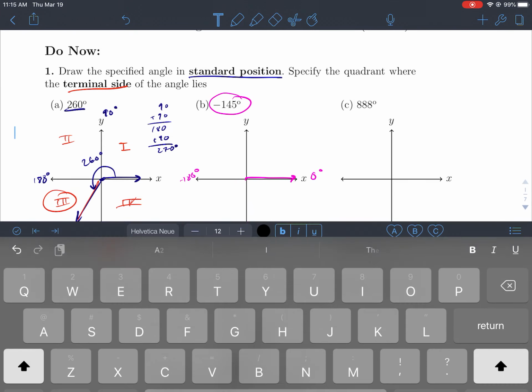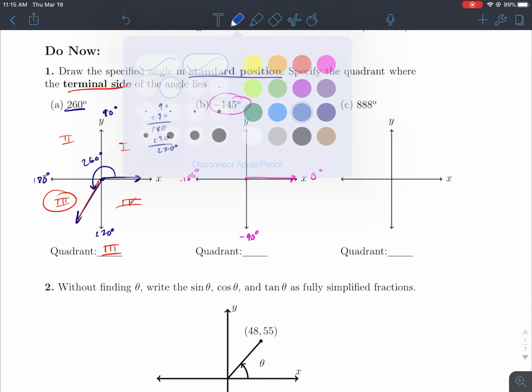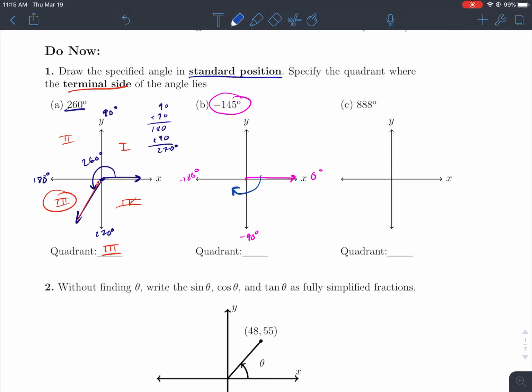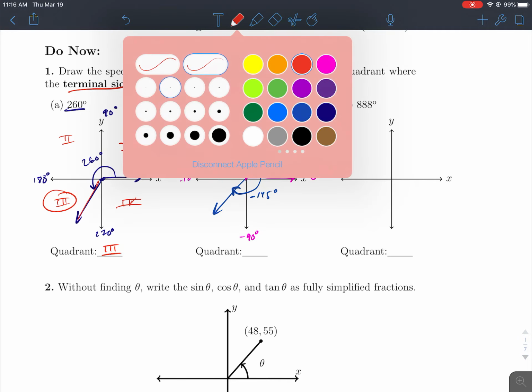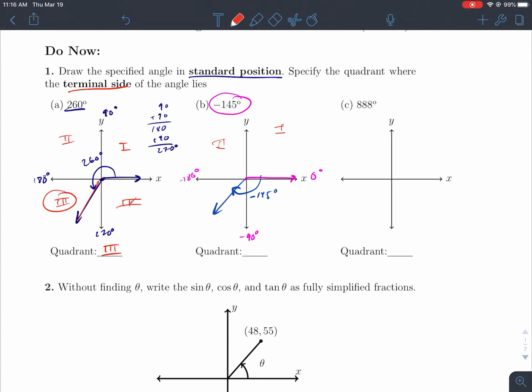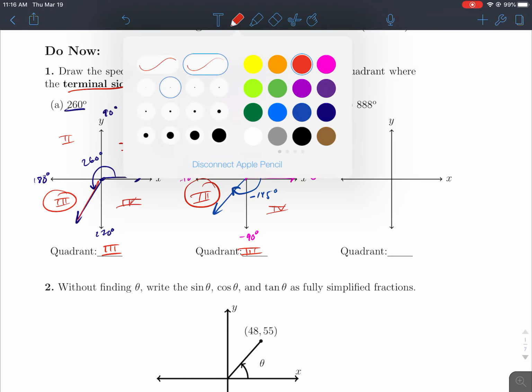So we don't want to go all the way there. We want to go, it looks like partially there. So negative 145 degrees would be something like this. And our terminal side is once again in the 1, 2, 3. It's in the third quadrant.